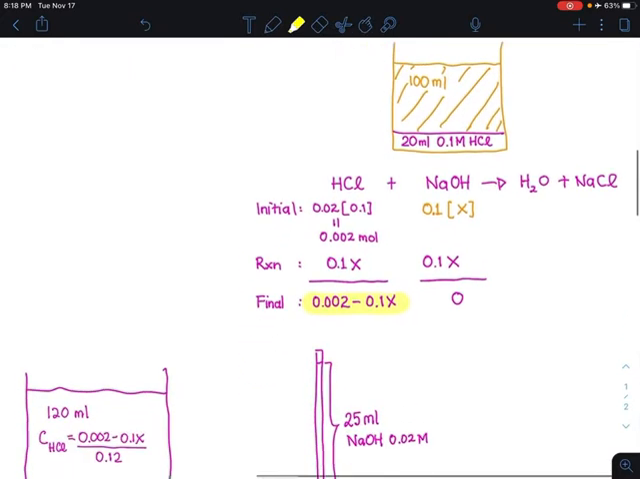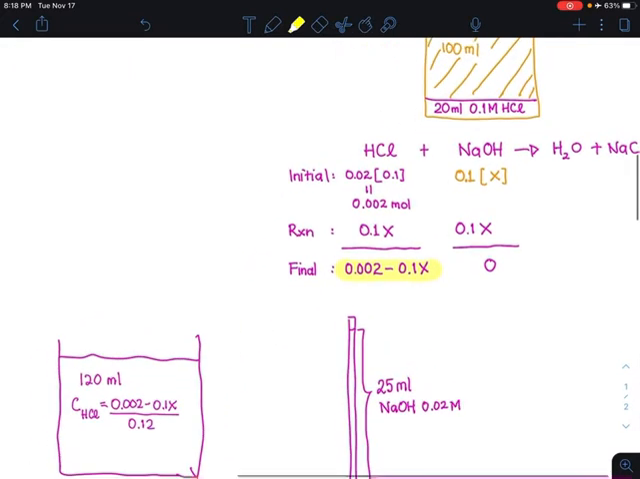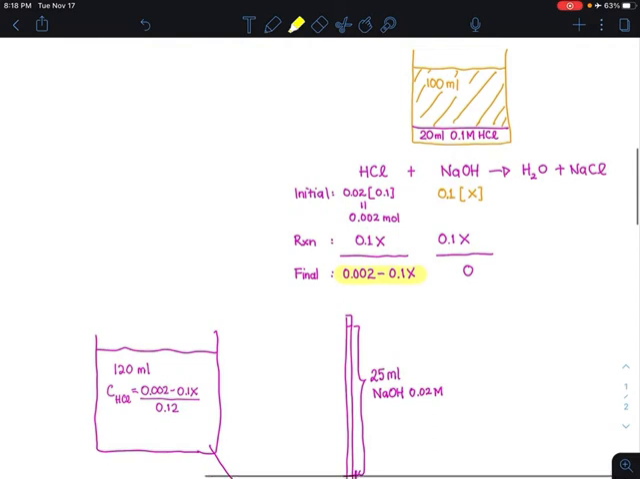Okay, so now we have 120 milliliter of this solution, because 100 milliliter of the sample plus 20 milliliter, so we will have 120 milliliter. And then the HCl concentration inside that 120 milliliter will be 0.002 minus 0.1 X divided by the volume 0.12. This will be the concentration of HCl final at the end of the reaction.